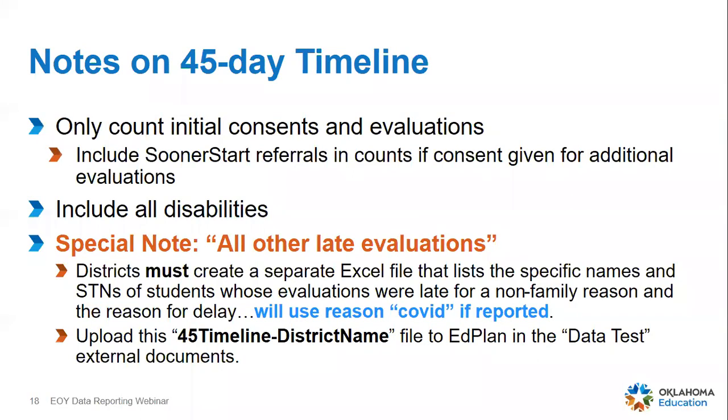Now, at this time, if you have any delay due to COVID-19 and school closures, wait to enter those on the spreadsheet. We don't know yet if we will report them this year or next year. If they are reported for this year, the reason can be COVID. That's totally fine, because none of the others really apply. Hopefully we'll know in a month or so, or sooner would be preferred, how to do that. And then upload that template to data test in EdPlan. I'll show you a slide in a moment about how to do that, okay? Any other questions on the 45-day timeline?